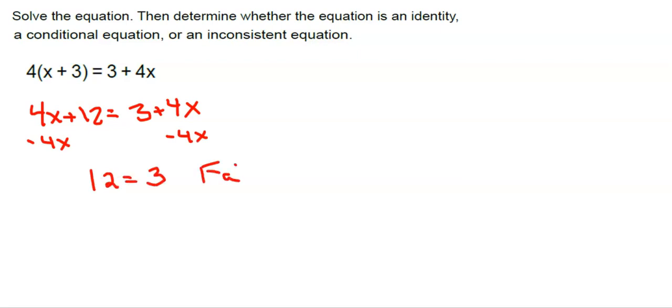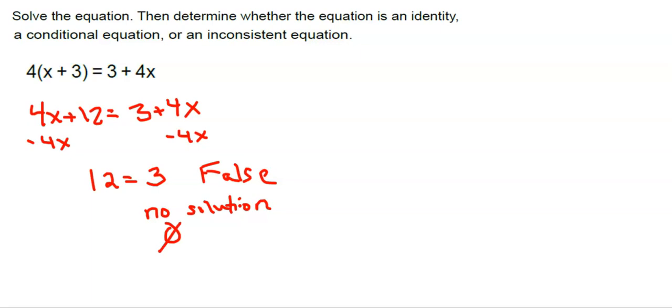That's a false statement. That tells us that our equation is going to be false no matter what number we put in for the x. So our solution is there's no solution. We can write no solution by writing no solution, or we can write the empty set symbol.